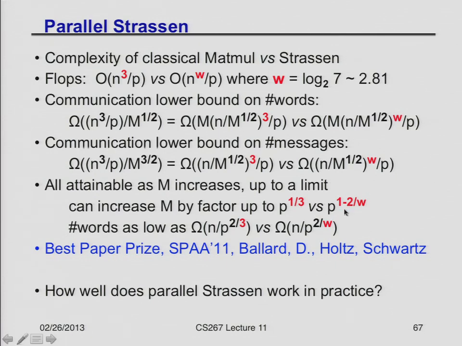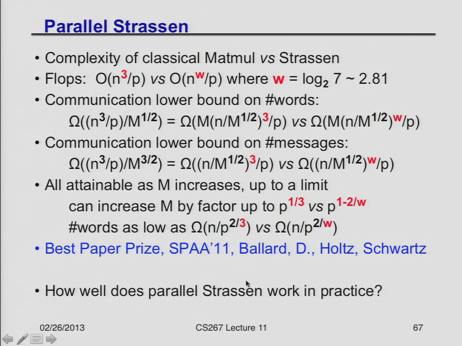And now it's this funny thing here. It's p to the power 1 minus 2 over omega. If you plug in omega equals 3, you get p to the 1/3. But now omega is 2.81. And that's the limit on how much replication you have and still get this perfect scaling. And this also got a different award.